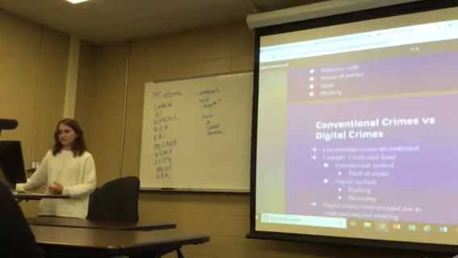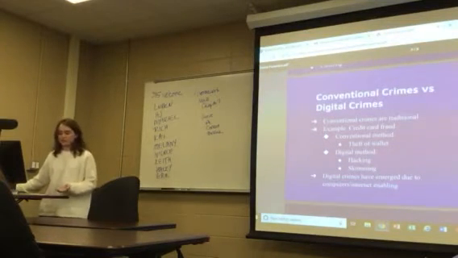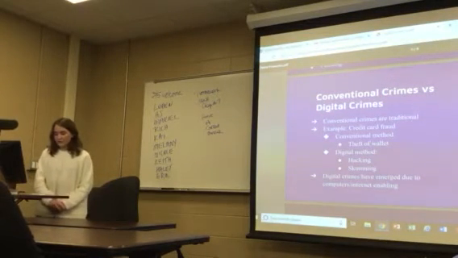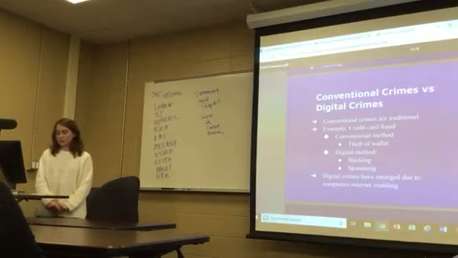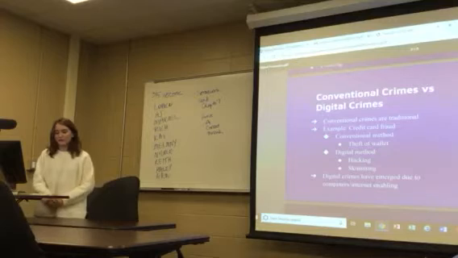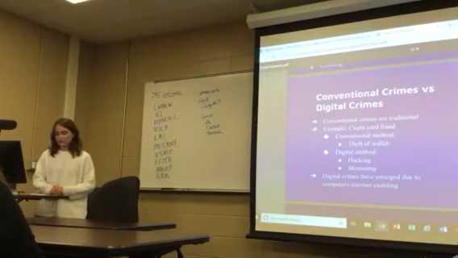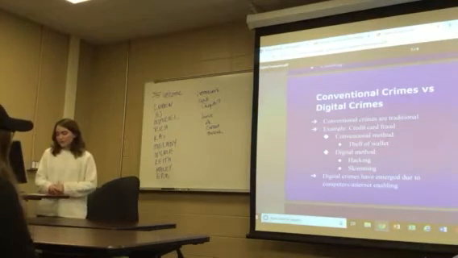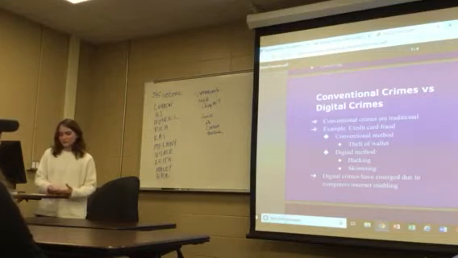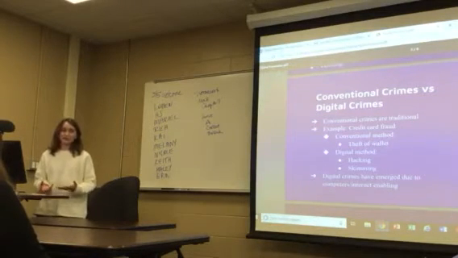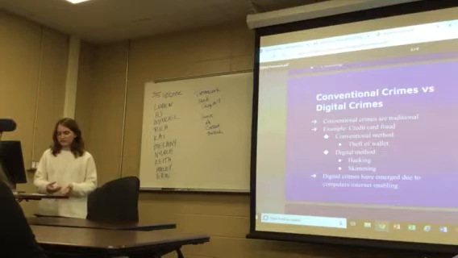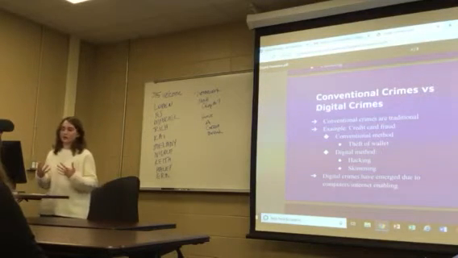So, what is the difference between conventional crimes and digital crimes? Well, the distinction is quite clear. Conventional crimes are those traditional forms of crimes that we are all used to hearing. To give a simple representation, consider credit card fraud. A conventional method would simply involve the stealing of the wallet itself, whereas digital crime would involve some sort of hacking or skimming.